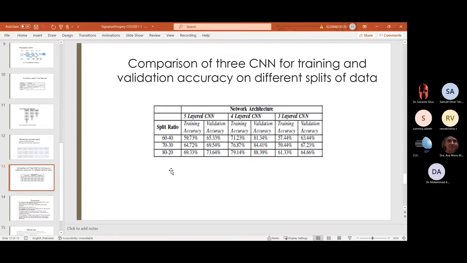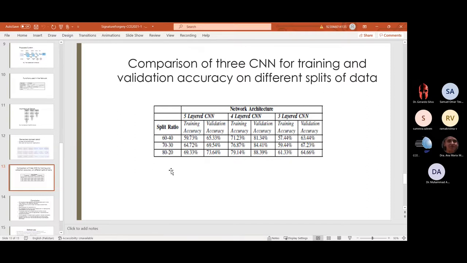We performed a comparison of three CNNs for training and validation accuracy on different splits of data: a 5-layer CNN, a 4-layer CNN, and a 3-layer CNN. According to this network architecture, for the 5-layer CNN with a split ratio of 60-40, the training accuracy was 59.73 and the validation accuracy was 60.533. In the case of the 4-layer CNN, the training accuracy was 71.23 and the validation accuracy was 81.34. For the 3-layer architecture, we can see the accuracy was lower than the 4- and 5-layer CNNs.